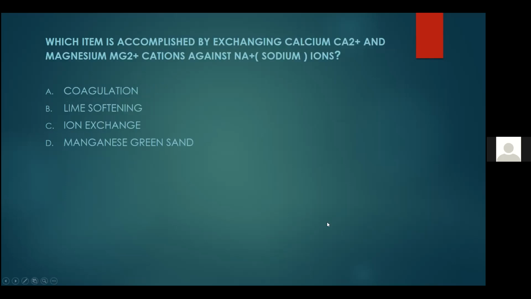Here's a good one. Which item is accomplished by exchanging calcium and magnesium cations against a sodium ion? What's that called? And again, a lot of times, read that question, because the answer could be in the question. Read the question carefully. Exchanging calcium and magnesium, which is hardness, against sodium. What do you think?